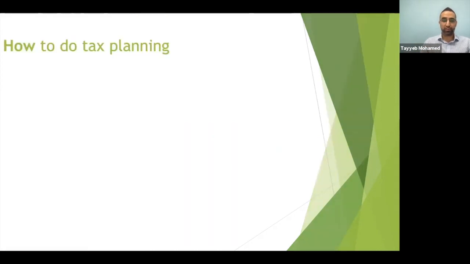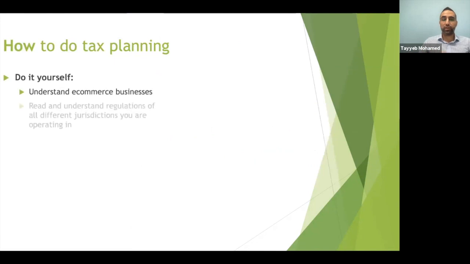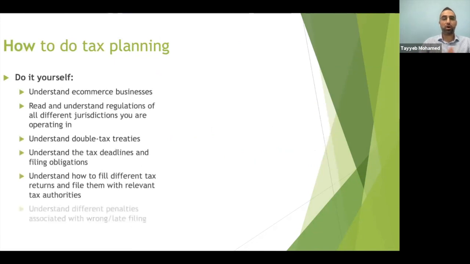So there are two ways of doing it. You can do it yourself, or you can do it through a consultant. Now, if you want to do it yourself, you have to understand a lot of things. Firstly, the first one is a very easy one. Given that e-commerce is your business, you do understand your e-commerce business very well.